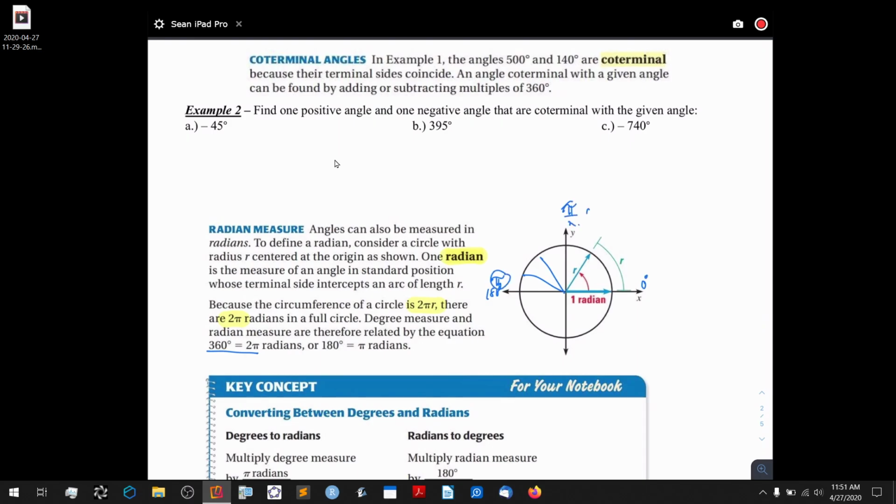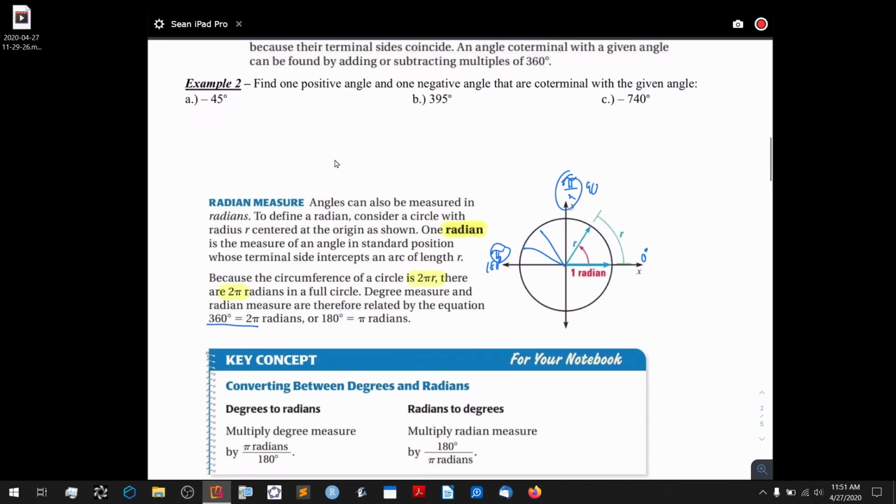So 90 is half of 180, so this must be half of pi, so pi over 2. And then this is 3 pi over 2, and then this is 2 pi. Okay? And so that's something that you have to become very familiar with.